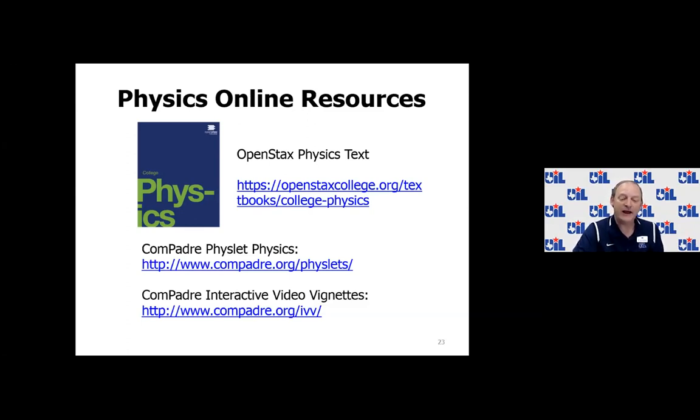And then there's a lot of websites out there that have interactive physics, basically virtual labs. These are just a couple of them. The Compadre site was put together by the American Association of Physics Teachers. So it's been vetted. It's got correct explanations for everything in there. And it's got some good demonstrations and some interactive material the students can do, kind of online lab type material.